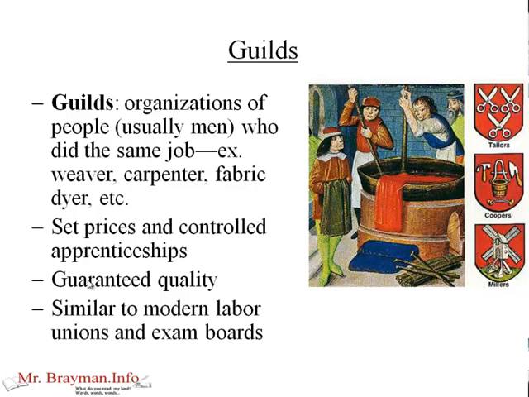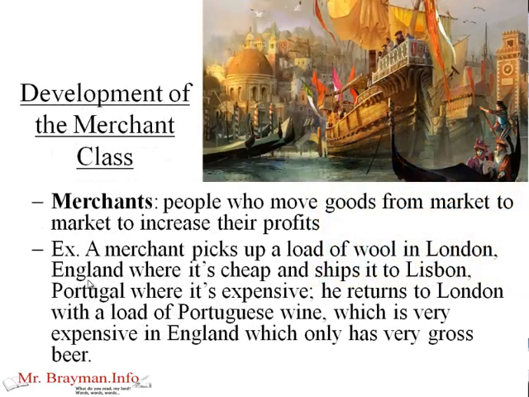And so guilds set prices and controlled apprenticeships. They basically decided who could get into that business and how much they would charge. And part of their concern was to guarantee quality, but also to make sure that there weren't too many people acting as dyers or millers or coopers, because they didn't want their prices to go down because too many people were selling stuff. And so in a way, they were kind of similar to modern labor unions in that they protected workers, and kind of like exam boards in that they made sure workers were qualified to do those jobs.